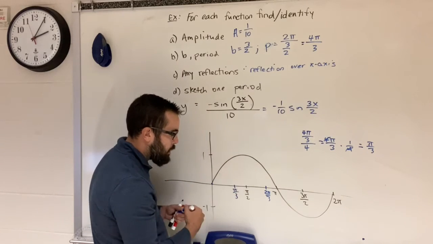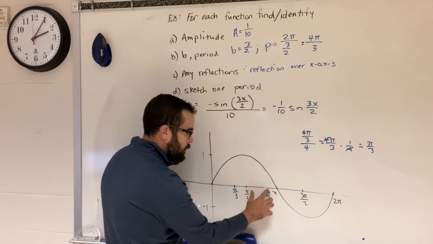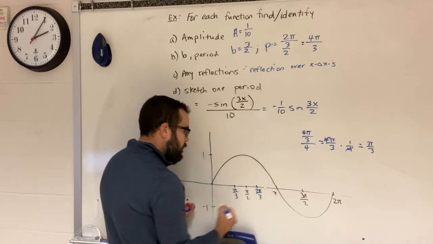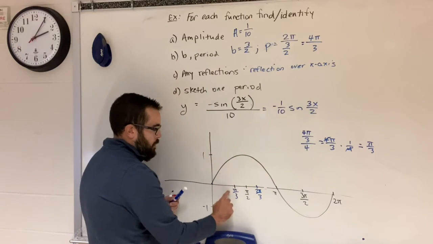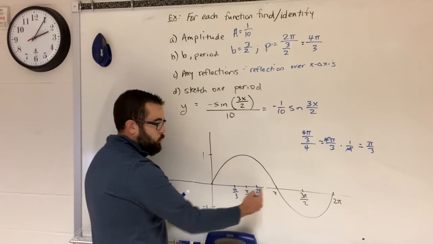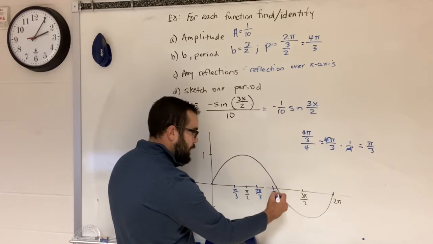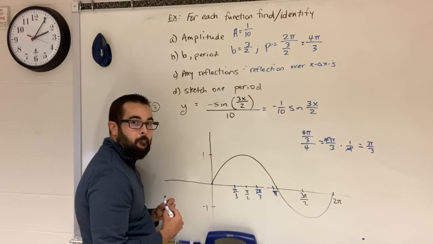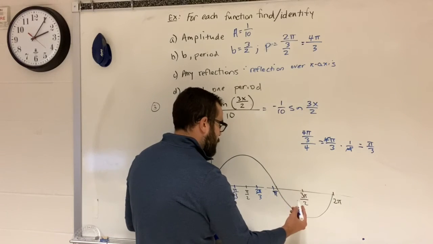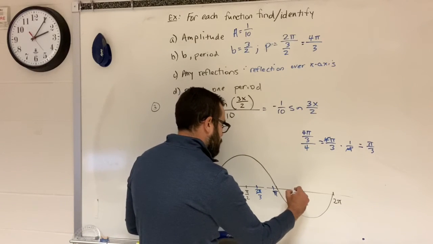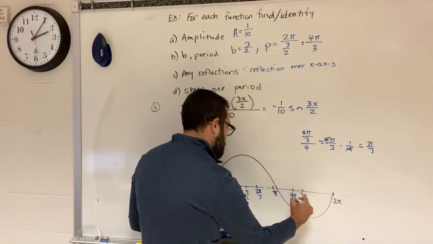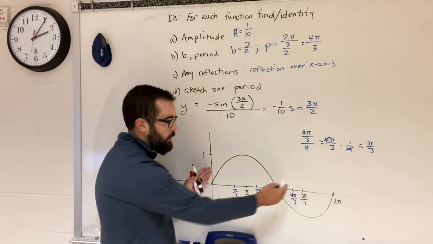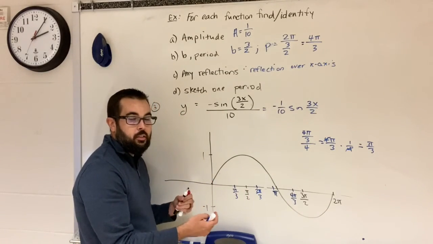Okay, so I can see my distance here is way off, so let's do this. Pi over 3, 2 pi over 3, then 3 pi over 3, which is just pi. So there's my next critical value. And finally, we have 4 pi over 3. So what has happened to our period? It's gotten smaller, therefore this is a horizontal compression.